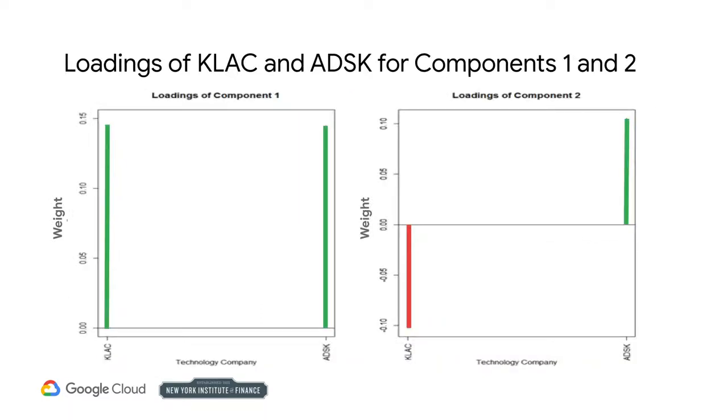So would KLAC and ADSK be a good pair to trade? Under component 1, they would not be. They would move in the same direction. Under component 2, they would be. They would move in opposite directions. Two stocks may not always be a good pair under all market conditions, but if you have anticipated volatility in the market explained by component 2, then your KLAC-ADSK pair would make sense.